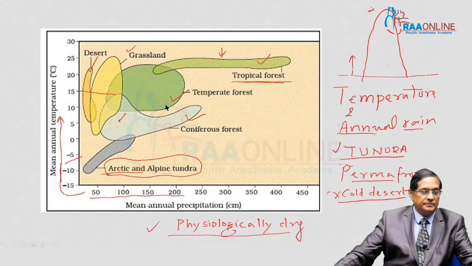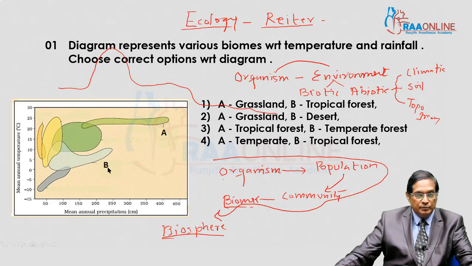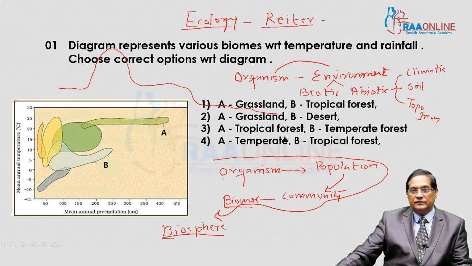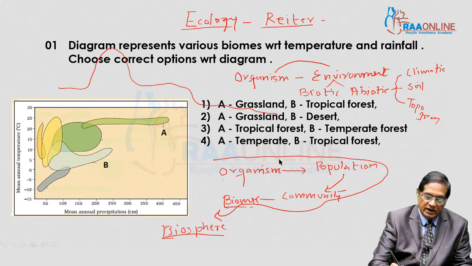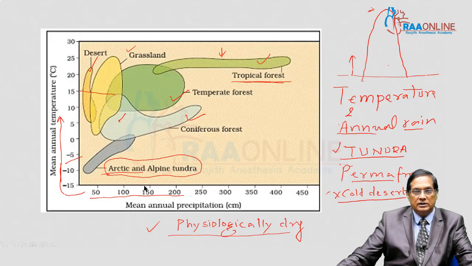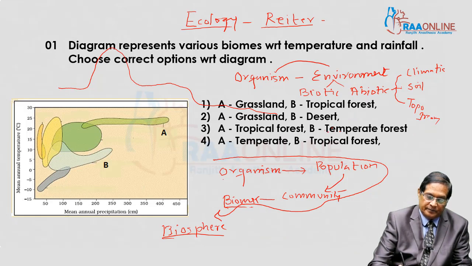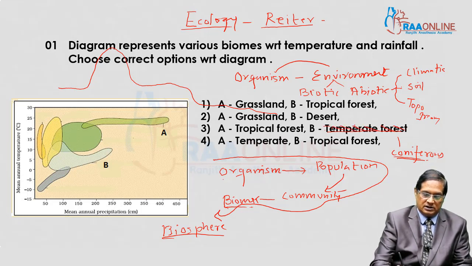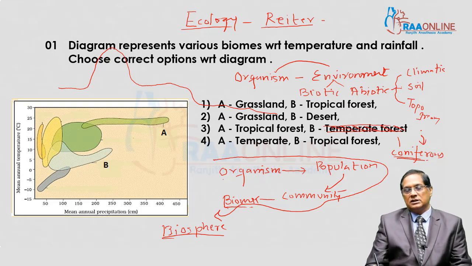So let's see the previous question in which this was asked about A and B. A is tropical forest, whereas B is coniferous forest. Unfortunately, the option is not there, so we can change this one: tropical forest and coniferous forest. B represents coniferous forest, actually, not temperate forest. So that is cancelled, and we have written the correct option, coniferous forest.